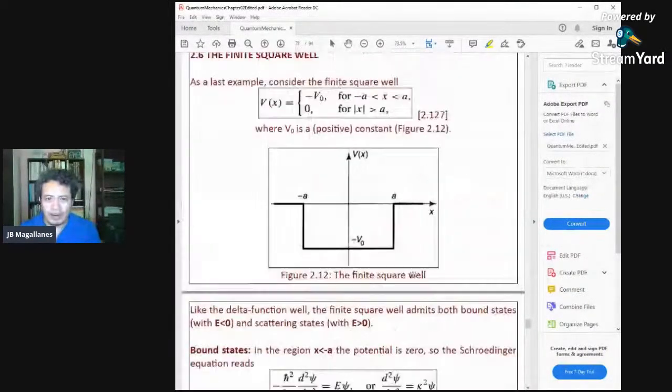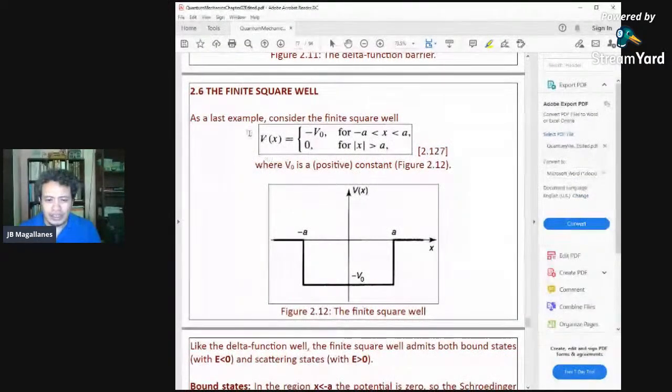Here you have a potential that is given by this. It's a potential of negative V sub 0 for the region negative a to a, and then you have potential 0 for regions greater than a.